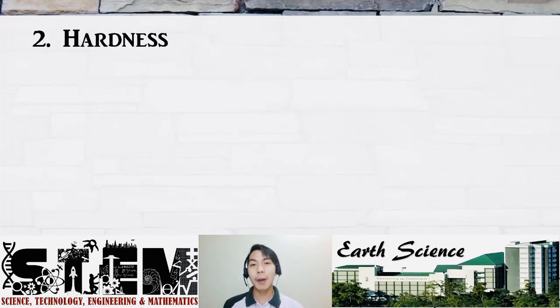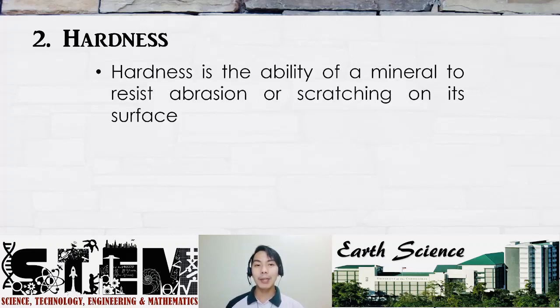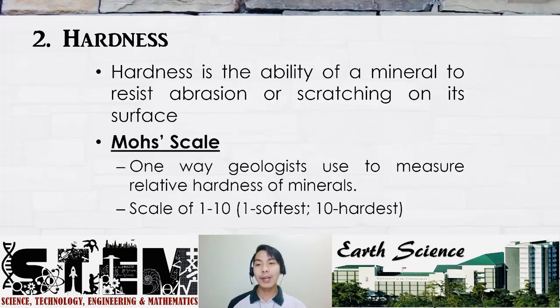Again, luster is a property of a mineral that shows how light is reflected by the mineral. The second property we have here is hardness. When we say hardness, it's the ability of a mineral to resist abrasion or scratching on its surfaces. So it's not exactly how we define hardness in normal situations. In geology, when we talk about the hardness of minerals, it's the ability of the mineral to resist abrasion or scratching. Here we have the Mohs scale, one way geologists measure the relative hardness of a mineral.